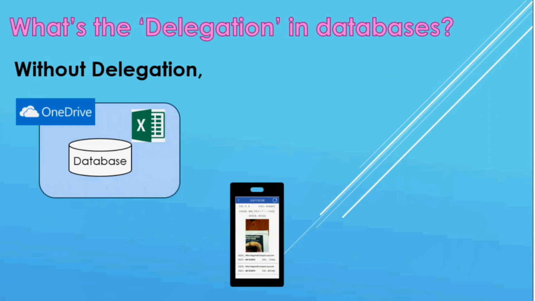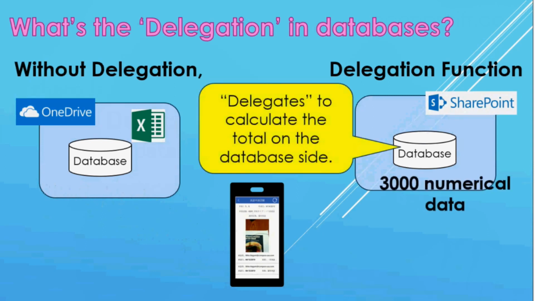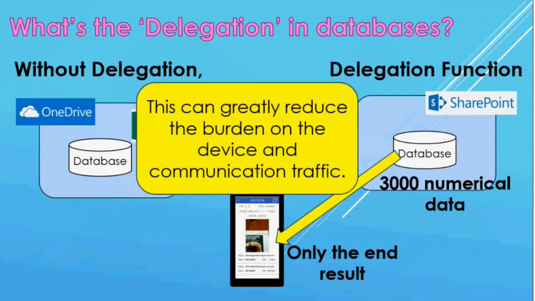On the other hand, delegation is a technology that does not bring the data to the device but delegates to calculate the total on the database side and brings only the end result to the device. This can greatly reduce the burden on the device and communication traffic. This technology is kind to devices and communication traffic, but it increases the burden on us, the app makers.